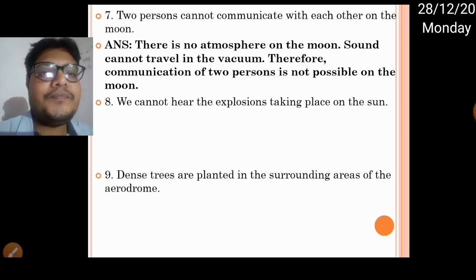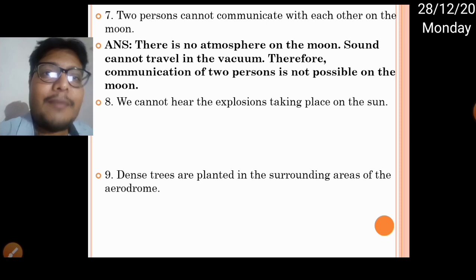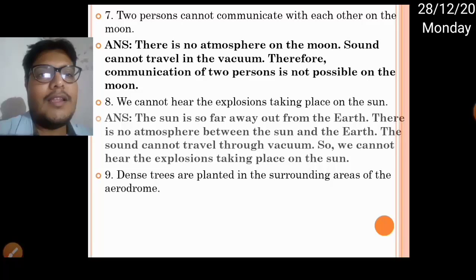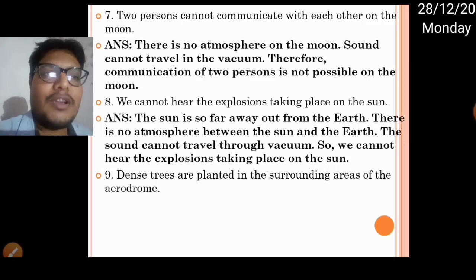Let's see number 8. We cannot hear explosions taking place on the sun. Why can we not hear them? That is also the same reason. The sun is so far away from the earth, and between the sun and earth there is no atmosphere, right? That is why sound cannot propagate, or travel, from the sun to the earth. There is no atmosphere between the sun and the earth. Sound cannot travel through a vacuum. So we cannot hear the explosion taking place on the sun.